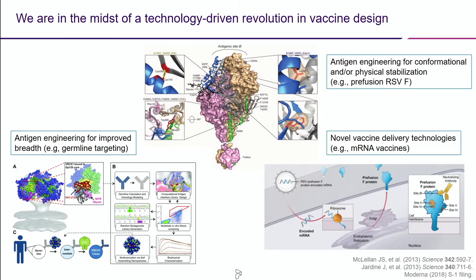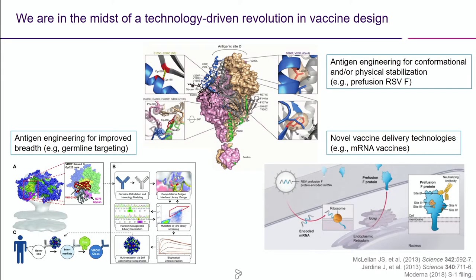So right now, as many of you know, we're right in the middle of a technological revolution in vaccine design. Everything is changing, and it's really been driven by technological advances. And on this slide, I'm showing three examples of new vaccine technologies that have emerged from these advances.